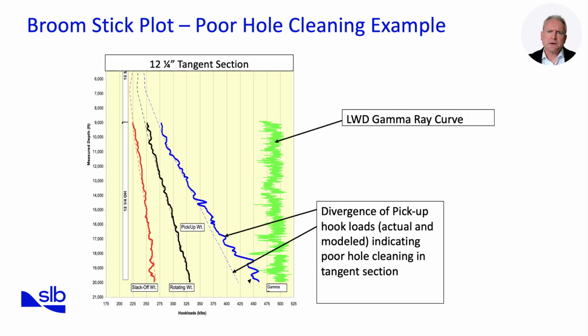The rotating weight curve falls between the two, representing conditions when the pipe is rotated while moving, which typically reduces friction. Overlaying these measured curves are modelled or planned dotted lines, generated from torque and drag simulations using assumed friction factors. These serve as the baseline for comparison. If the measured lines align with the modelled curves, it indicates the well is behaving as expected and hole conditions are good. When divergence occurs, as in this example, it signals abnormal conditions.